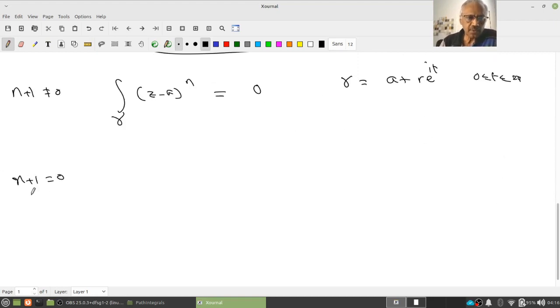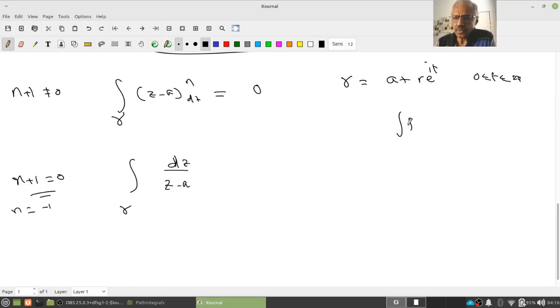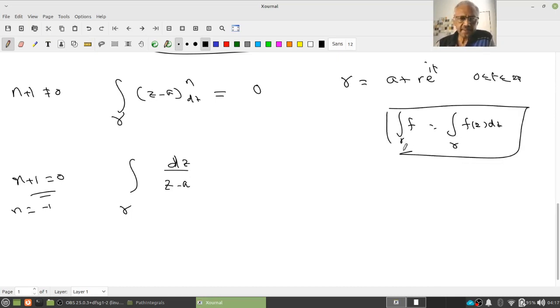Suppose n plus 1 equals 0, that means n equals minus 1. Therefore, I am looking at the integral over gamma of 1 by z minus a. This is what I want to integrate. Usually we will even write dz, if you want you can write dz. This also you can write dz. For example, the integral of f over gamma, many people will write f of z dz over gamma.